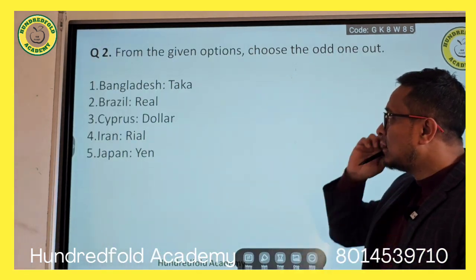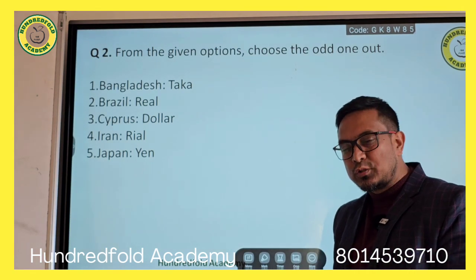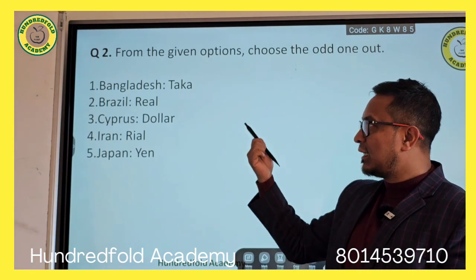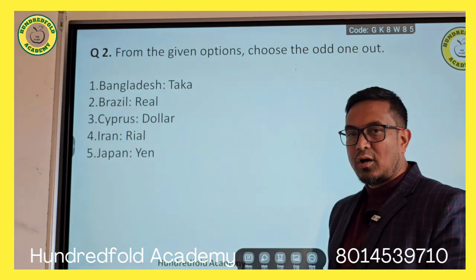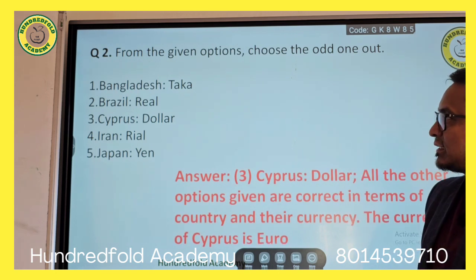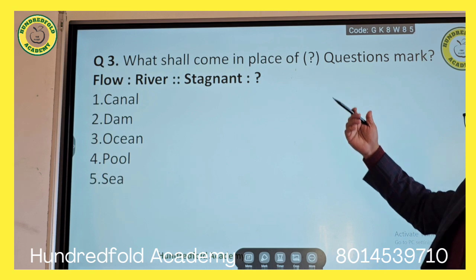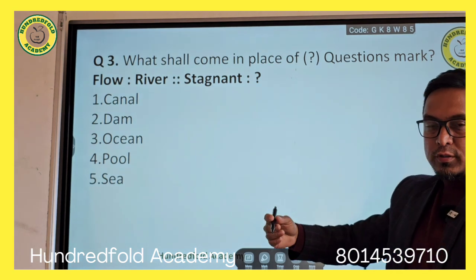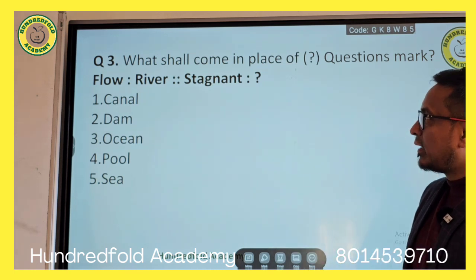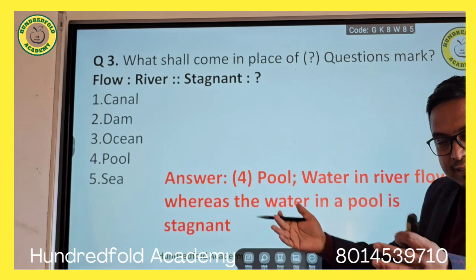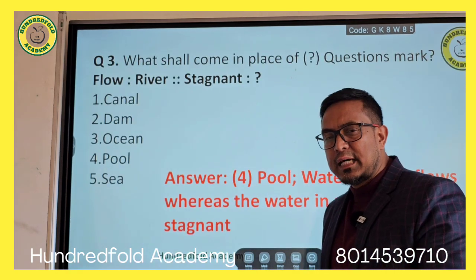Let's take some quick ones. So as I said, Bangladesh taka. Now this one you'll have to find out the odd one. So it's a bit of general knowledge as well. Bangladesh taka correct, Brazil real correct, but the wrong one is Cyprus dollars. So that is wrong. So that's the odd one out. Sometimes you may get something different here, a different type. Now, the river flows. But when it's stagnant, then it becomes a pool, because pool is stagnant. So the answer is pool. So that's another type of analogy.